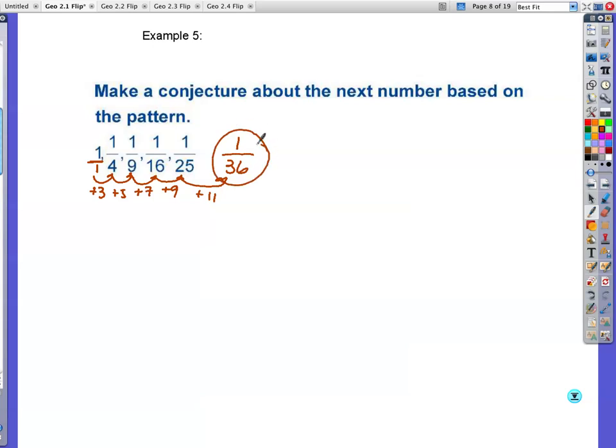And there's another way to do this, and what I would rather you see is that these numbers are pretty special: 4, 9, 16, 25, 36. Those are all the perfect square numbers. 2 times 2 is 4, 3 times 3 is 9, 4 times 4 is 16, 5 times 5 is 25. So we have 1 over 36.